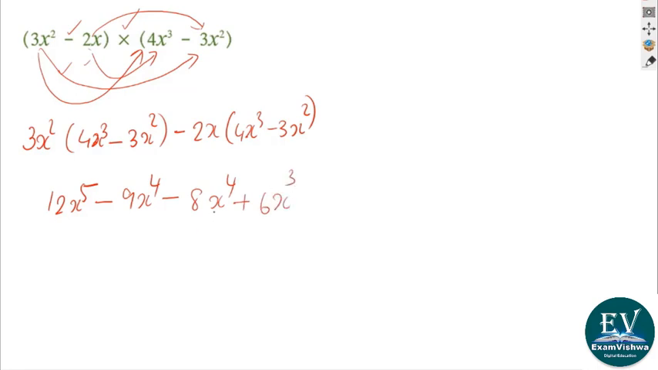When you look into that, some of these have like terms, so we can do the operation: 12x raised to 5 minus 9x raised to 4 minus 8x raised to 4, in total becomes minus 17x raised to 4 plus 6x cube. This way we do the multiplication. That's what I told: in the case of multiplication, addition and subtraction, we have the same as that of algebraic expressions.